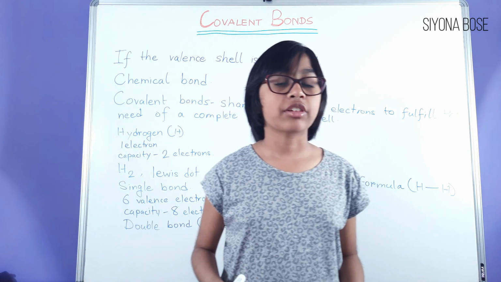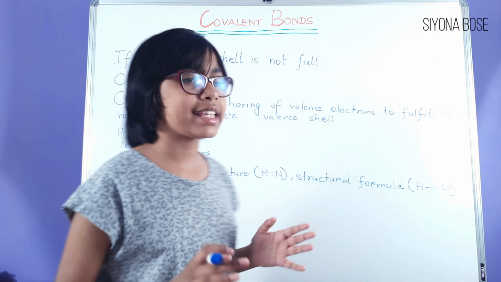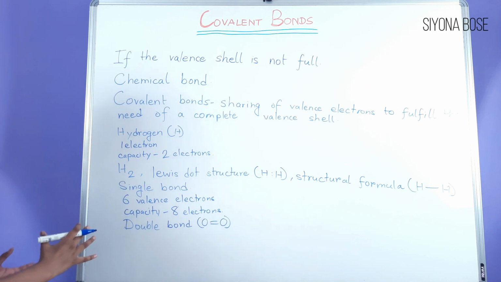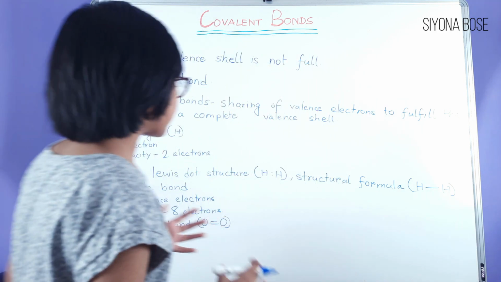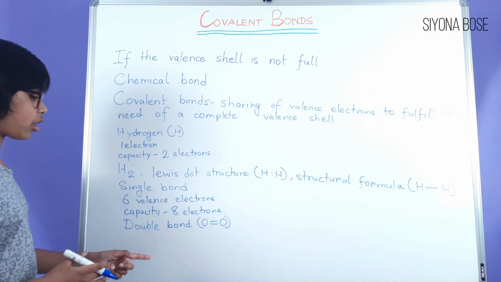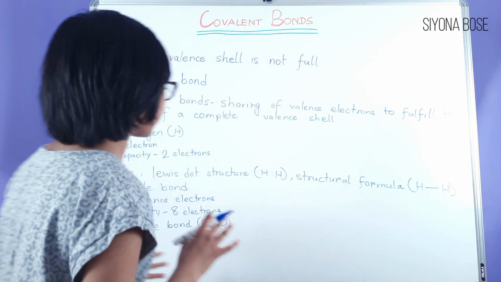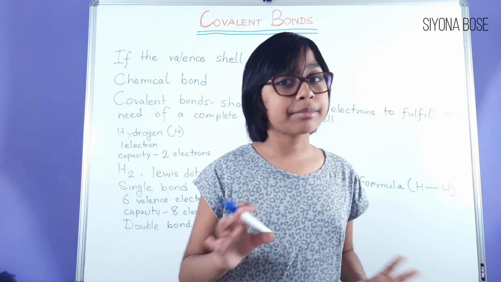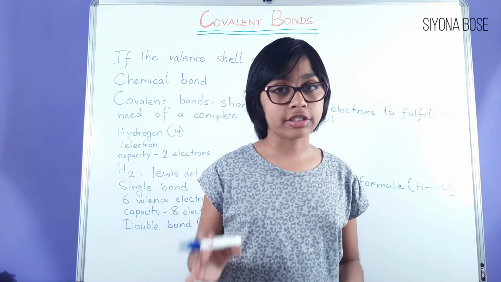Now we will talk about valency. Valency is basically a very easy concept. It is the difference between the capacity of that specific shell, let's say the second shell, whose capacity is 8 electrons, and the number of electrons currently in that shell, let's say 5, as in the case of nitrogen. So 8 minus 5, that is 3, gives us the valency of nitrogen.